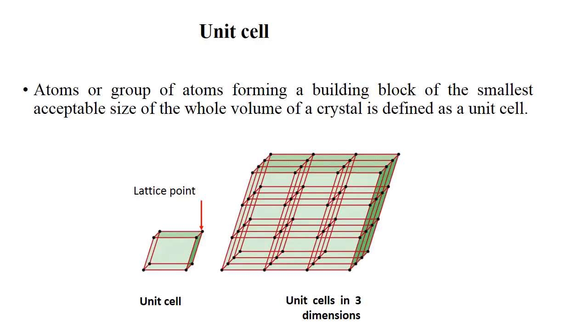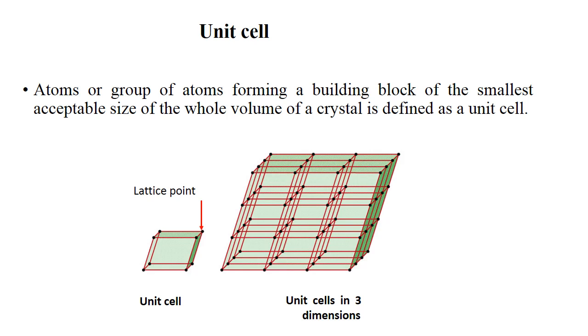Now we are going to explain the unit cells. A group of atoms forming a building block of the smallest acceptable size of the whole volume of a crystal is defined as a unit cell. Actually, the unit cell is the smallest geometrical portion of a crystal which can be used as a repeated unit to build up the whole crystal.